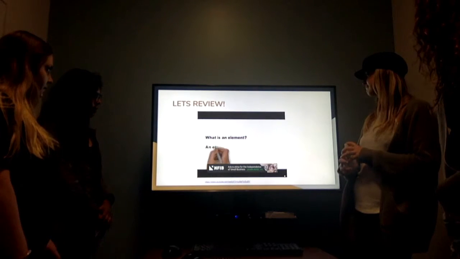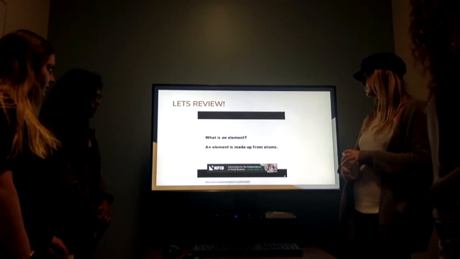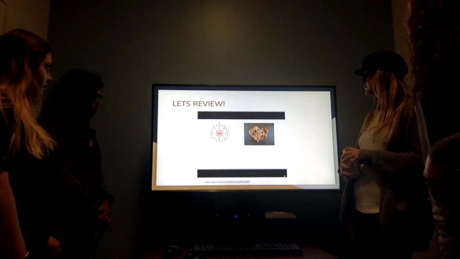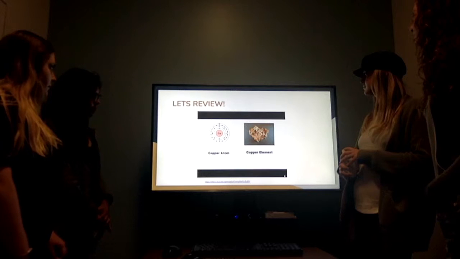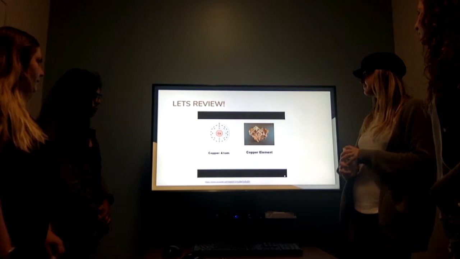Well, an element is made up of atoms. For example, copper is an element that is made up of copper atoms. On the left is a representation of a copper atom, and many atoms just like this combine together to form the copper element, which is on the right. This is how we would find copper in nature.